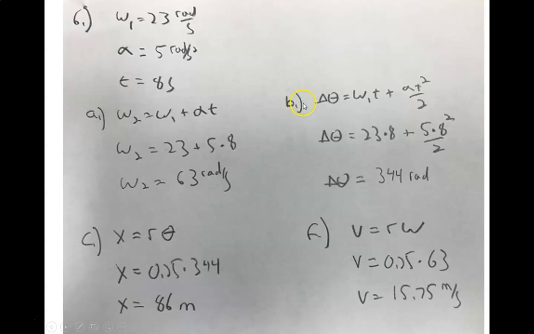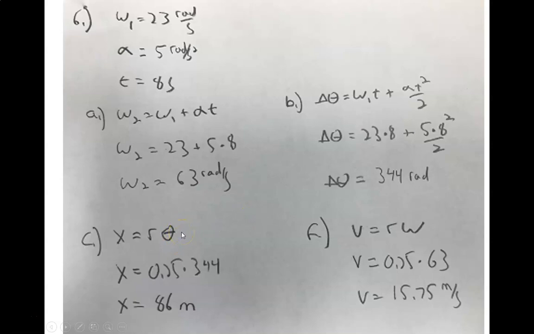Part B, what's the angular displacement? We can use our version of delta x equals v1t plus at squared over 2. Hopefully that equation looks familiar. We plug in the numbers, and we get 344 radians. Again, the equation that we're using here is delta x equals v1t plus at squared over 2. We're just using it in the rotational form.